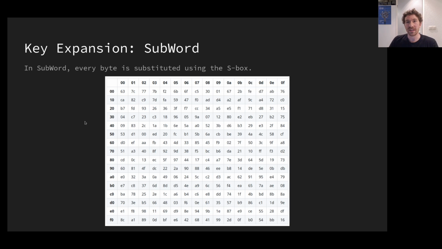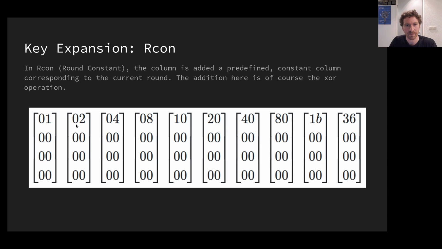Subword, literally just substitute the bytes inside the word with what we've seen in the S-box. Also super easy at this point. And then finally the Rcon, the round constant: we add the column together with a predefined constant column. So this is the set of constant columns that we have in kind of vector form. And you can imagine, these are just constituents of a block. And you can see they're actually quite simple here.